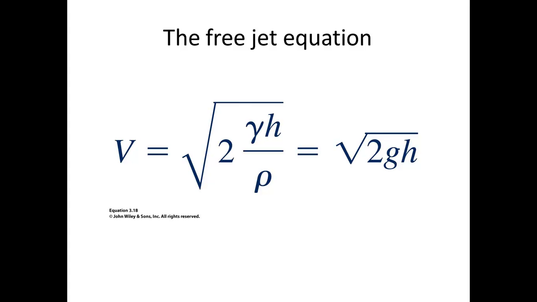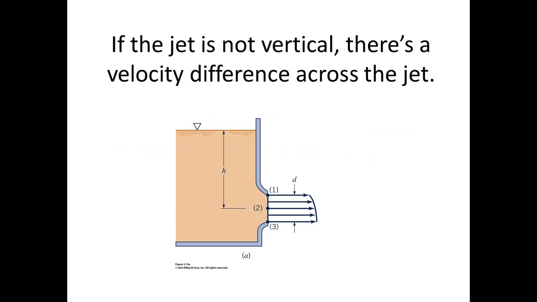So the free jet is very like the pitot tube in that you've got the velocity proportional to the square root of some driver. There it was the pressure gradient. Here, it's height, or gravitational force. So you unsurprisingly get similar equations.